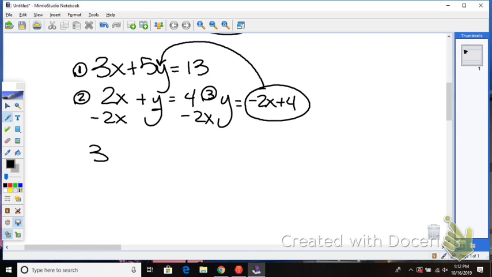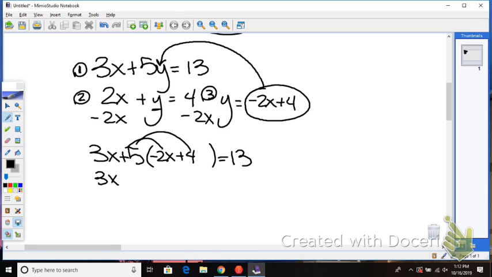So I have 3x plus 5 times what? Negative 2x plus 4. And that's equal to 13. So 5 is distributed: negative 10, and then distribute, 20. Okay, you guys do this work on your own paper, and we'll compare notes.